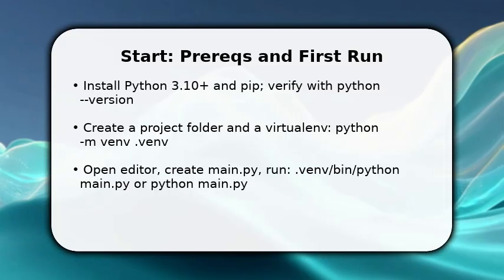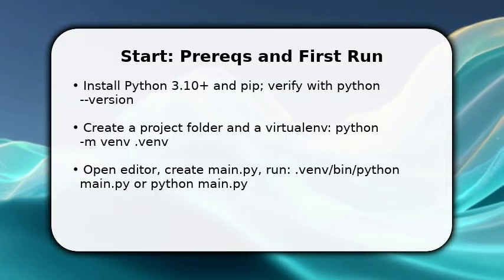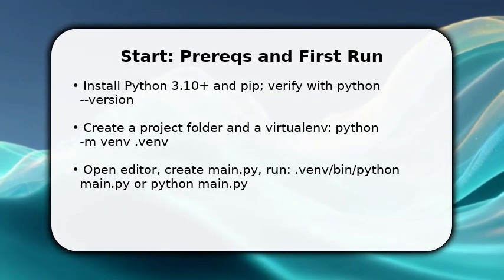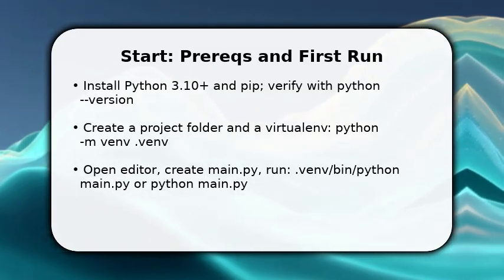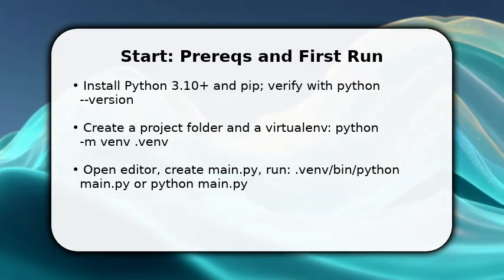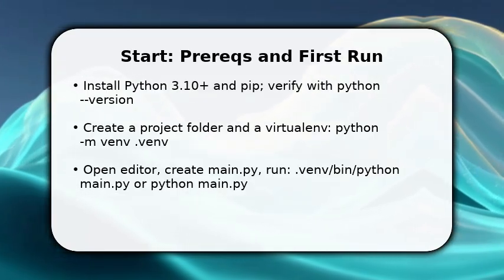You begin by ensuring the essential prerequisites are in place: Python 3.10 or newer and pip, because package management matters. Once done, make a project folder and create a virtual environment to isolate dependencies. You will avoid version conflicts.